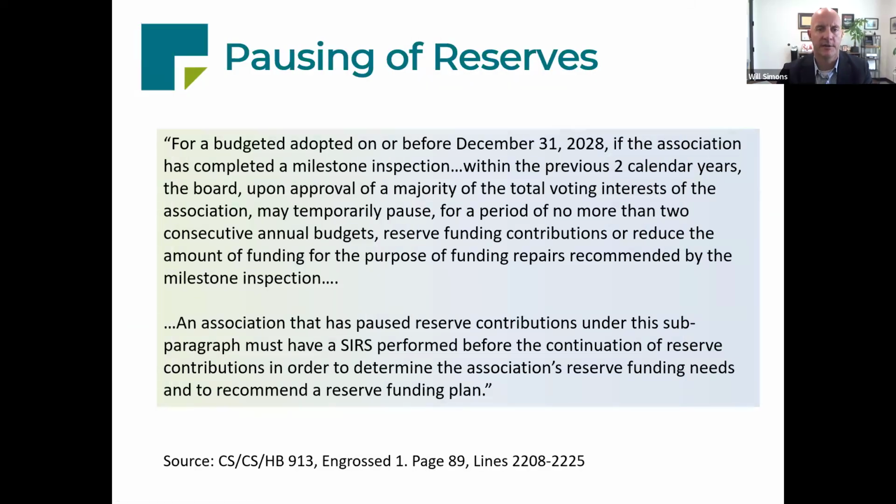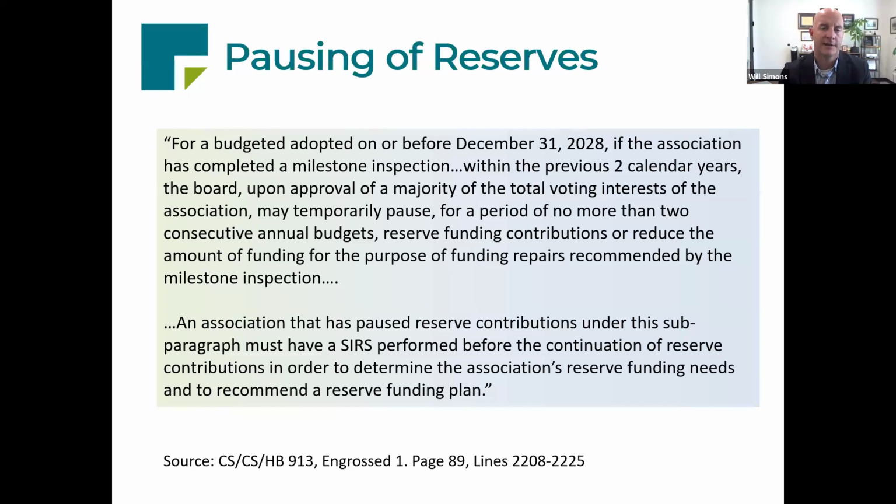A big one here that a lot of people are asking about these days: how can we pause our reserve funding? So again, a lot of text on the screen, but I'll give you the overview. If you're in a property that has completed a milestone inspection within the last 2 years, and that inspection discovered some substantial repairs that need to be dealt with, you can take a majority vote of the owners to pause your SIRS reserve funding for the next 2 budgets. That will go away. That only applies to budgets adopted before the end of 2028, but that may be some financial relief to some communities out there.